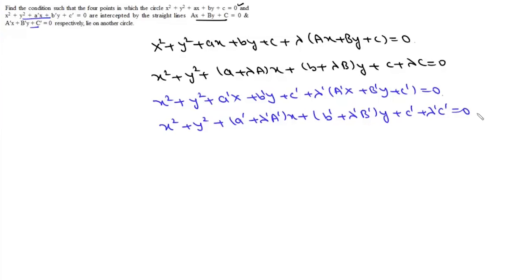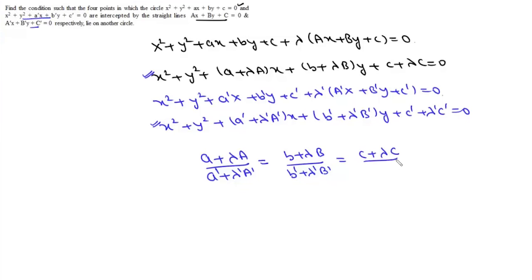Now it says we have to find the circle which passes through all these 4 points. So basically there will be this one circle which will satisfy both the equations, and for that circle these two equations will be the same. These two equations will be the same if (a plus lambda A) upon (a dash plus lambda dash A dash) will be equal to (b plus lambda B) upon (b dash plus lambda dash B dash), which will be equal to (c plus lambda C) upon (c dash plus lambda dash C dash), and this is equal to 1.